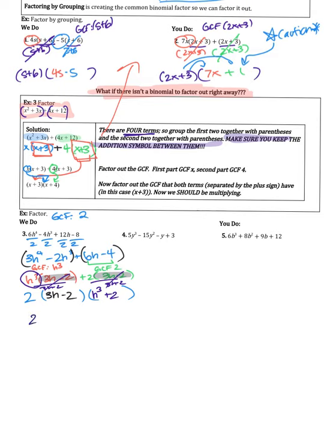So our final answer, I'm going to rewrite this so that you can see it a little bit better. 2 from the very beginning that we factored out times 3h minus 2 times h to the third power plus 2.